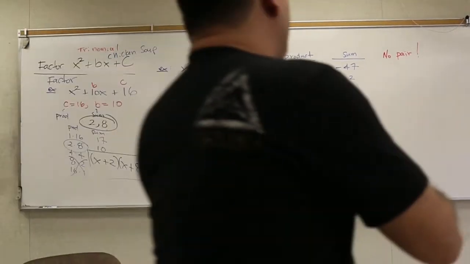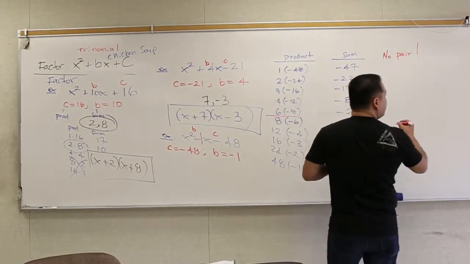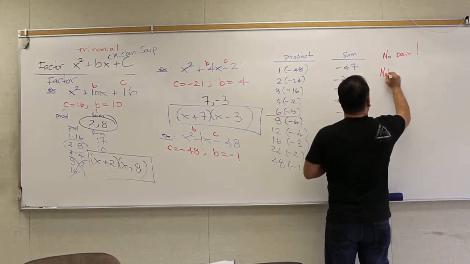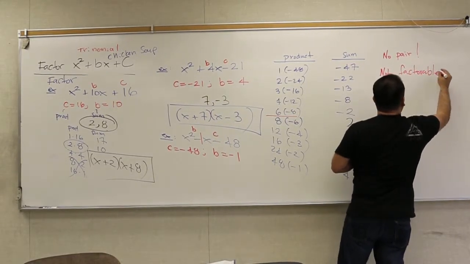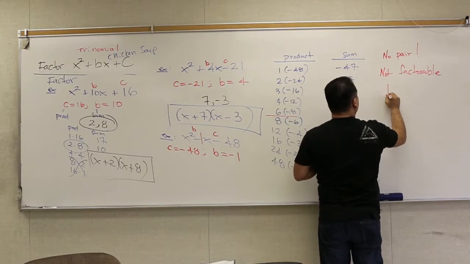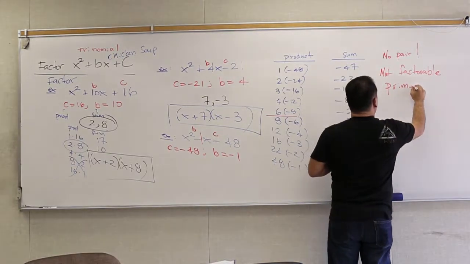If there's no pair, what do you guys think? We say this is what? Non-factorable. Not what? Factorable. If it's not factorable, then this thing is what? We also call that prime.